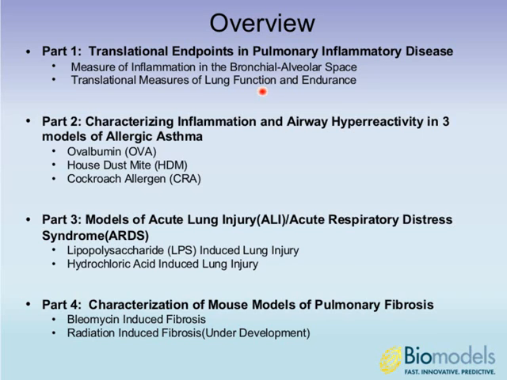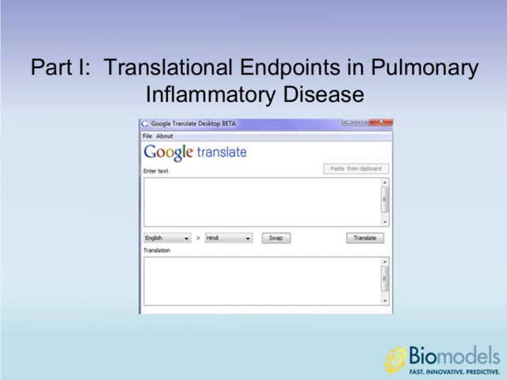I'll then move on to models of acute lung injury, or ARDS. We currently offer a lipopolysaccharide, or LPS, model of induced lung injury, as well as a hydrochloric acid-induced lung injury model. Finally, I'll wrap it up with a characterization of some of our mouse models of pulmonary fibrosis. We currently offer the bleomycin-induced fibrosis, both IV and IT, and we have a radiation-induced lung fibrosis model under development.